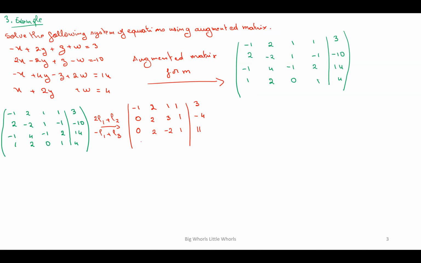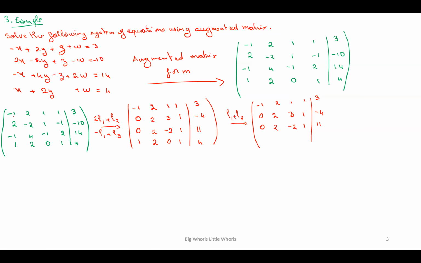So let's continue. The last row, I'm going to do each computation next. What I need to do here is row 1 plus row 4. That gives us 0, 2, 3, 1, minus 4; 0, 2, minus 2, 1, 11; and so row 1, we are here.